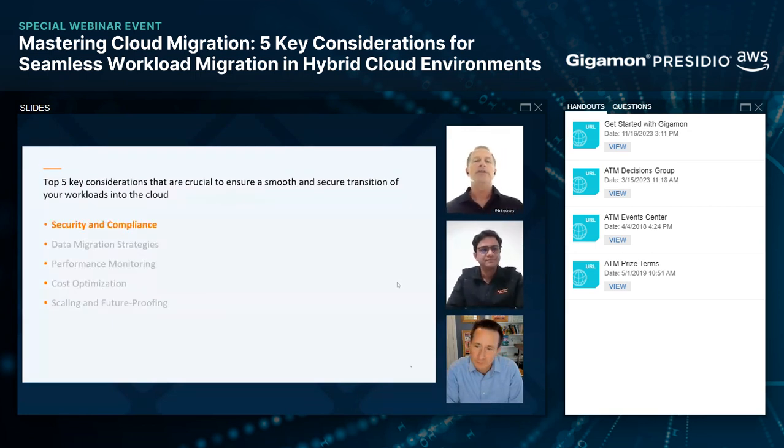So let's talk about security and compliance. Security and compliance is a big, broad topic. So I guess, David, if you want to start kicking this part of the session off on what security and compliance means to AWS, and how you can, with Gigamon and Presidio's help, address these issues. And obviously, Srinivas, jump in when you feel appropriate.